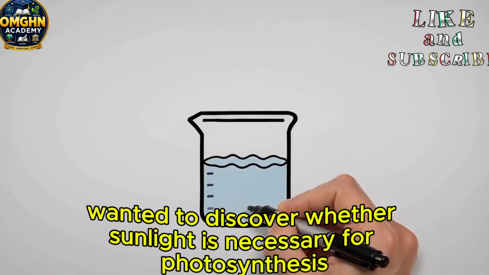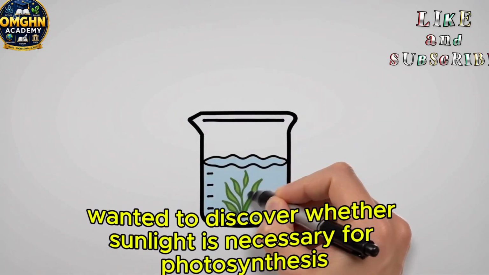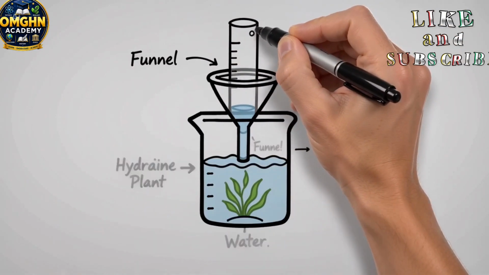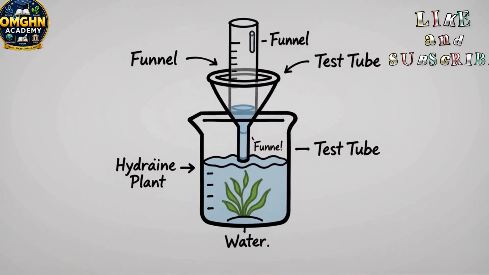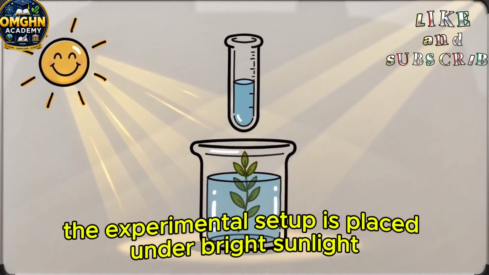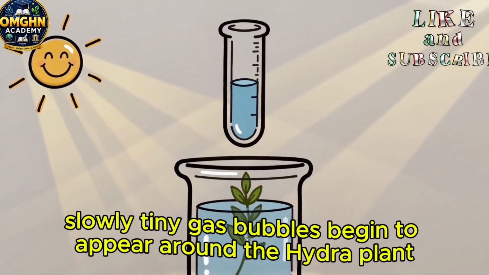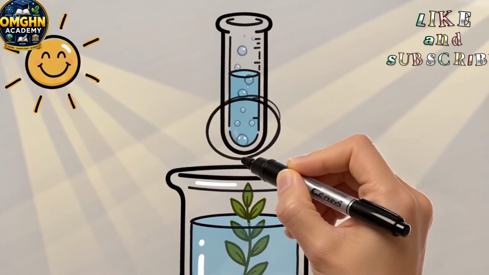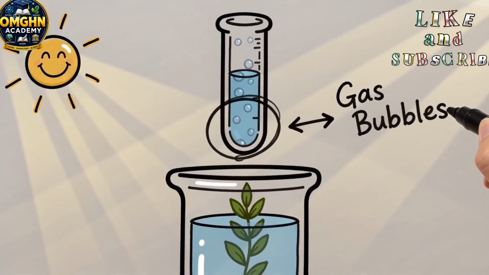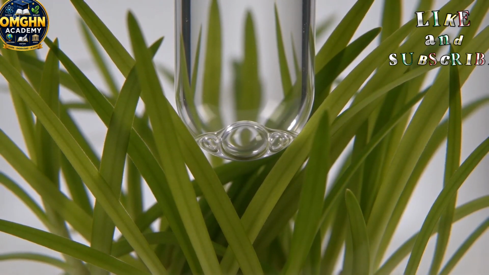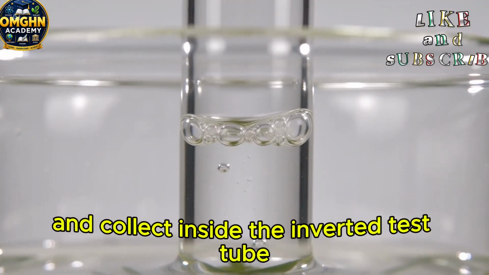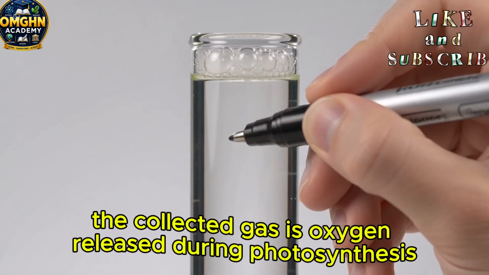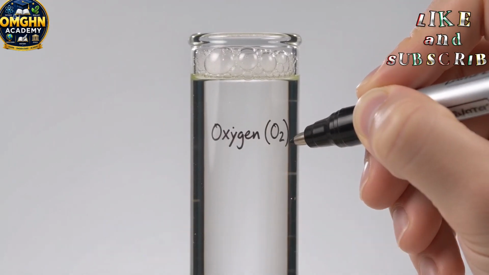Scientists now wanted to discover whether sunlight is necessary for photosynthesis. They performed another important experiment using a water plant, Hydrilla. The experimental setup is placed under bright sunlight. Slowly, tiny gas bubbles begin to appear around the Hydrilla plant. The bubbles rise through the funnel and collect inside the inverted test tube. The collected gas is oxygen released during photosynthesis.